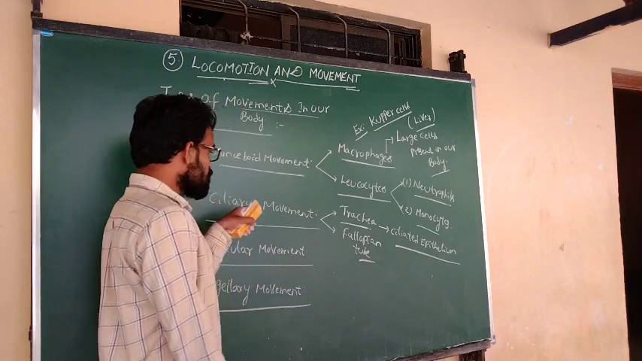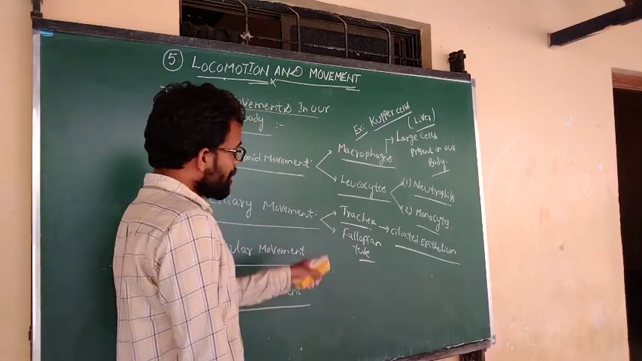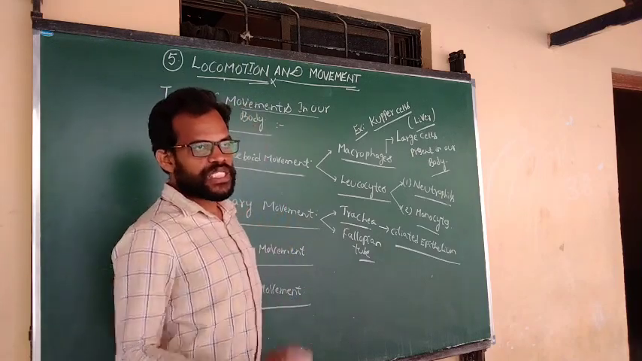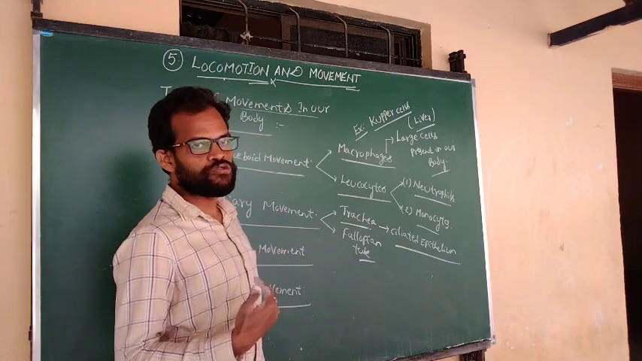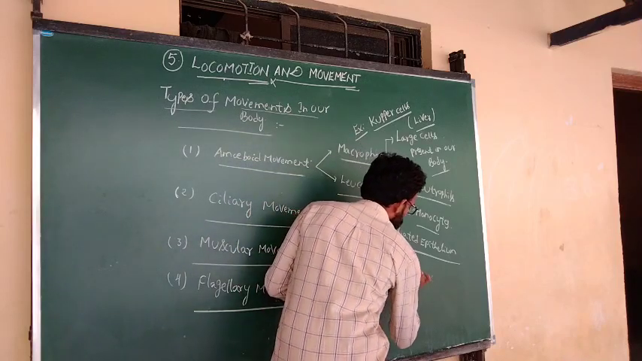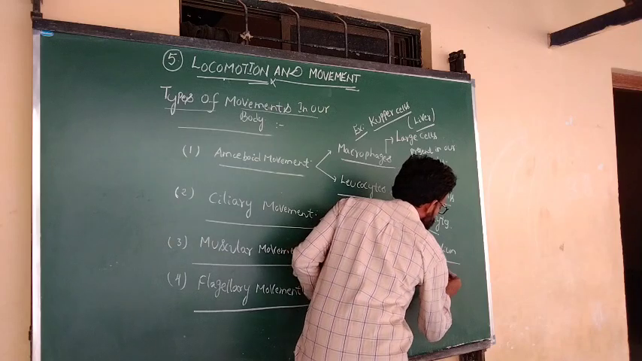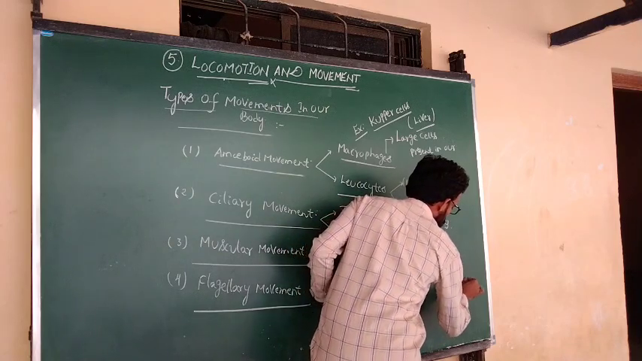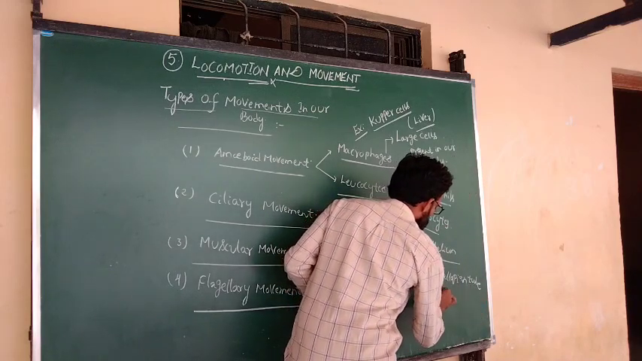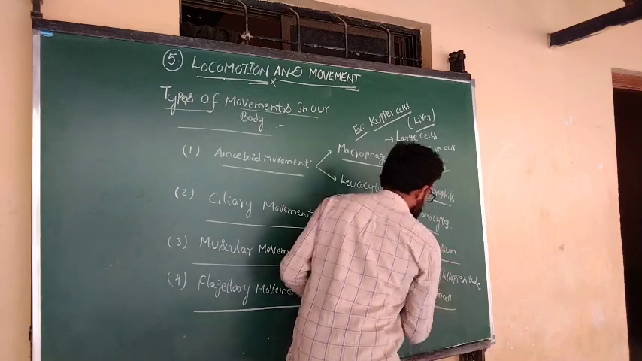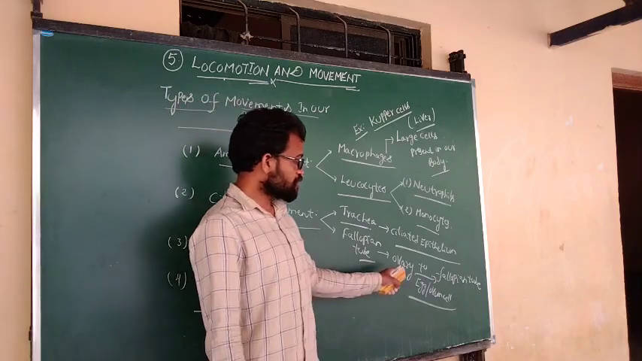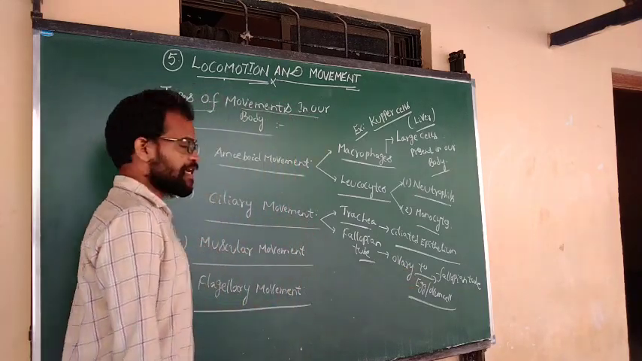And what is the function of the ciliary cells in the fallopian tube? The ciliated epithelium cells are present in the fallopian tube. The ovary produces egg cells. The ovum or egg cell is transferred from the ovary to the fallopian tube with the help of the ciliated epithelium.